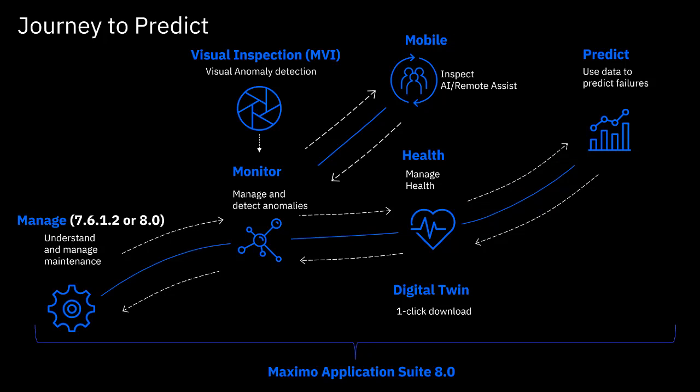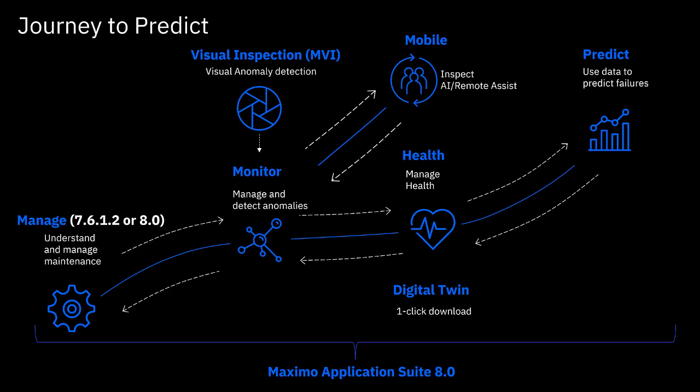To begin, let's talk about the journey to predict. Our application suite is really an expansion of our existing product called Maximo Manage. As you know it, it would be the enterprise asset management software that you have today. Most clients are in an older version called 7.6.1.2. And within the new suite, when you upgrade, you'll be going to a version of 8.x. We currently are on 8.9 of the MAS suite.